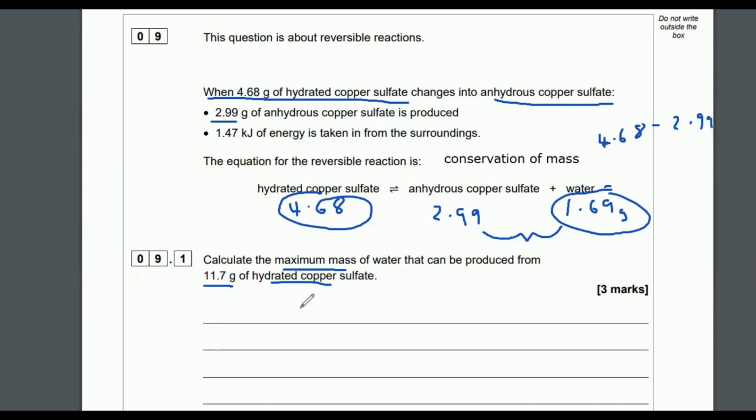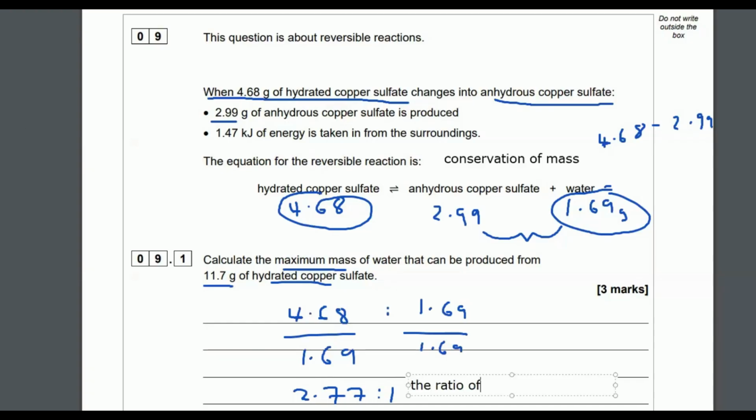So actually there's a ratio between the copper sulfate and the water of 4.68 to 1.69. Now I want to simplify that ratio. So divide both by the smallest, 1.69 divided by 1.69, 4.68 divided by 1.69. And what we're going to get is 2.77 to 1 is the ratio of hydrated copper sulfate to water. So they say to us, when we have 11.7 grams of hydrated copper sulfate, how much water would we get? Well, if we had 2.77 grams of hydrated copper sulfate, we get 1 gram of water.